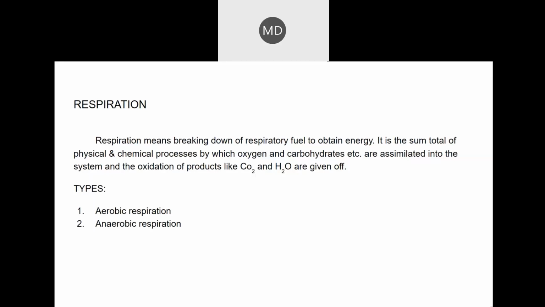Okay, so that respiratory fuel is glucose. So what is the respiratory fuel? If I ask, I can say it is the glucose. Okay, so what happens when respiration takes place? See, where we are breathing in and out. Okay, fine, we are doing it from the time we are born. But what is the purpose of breathing?